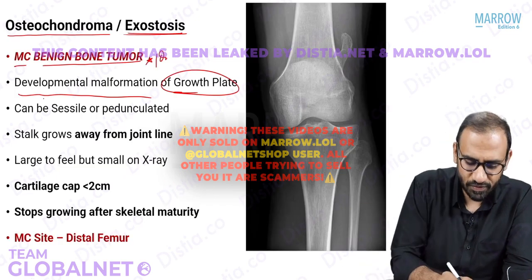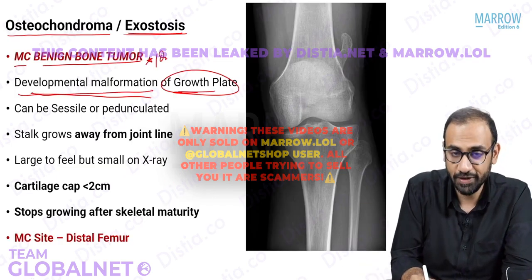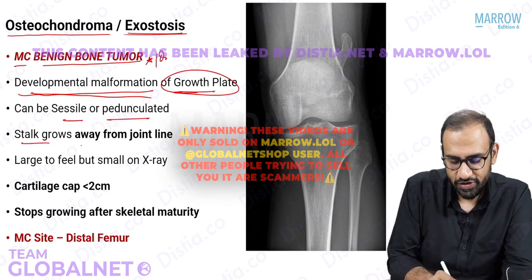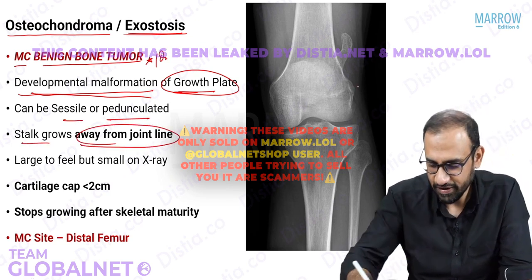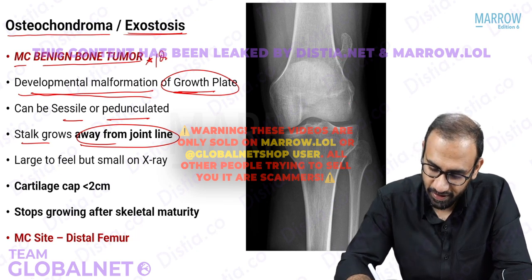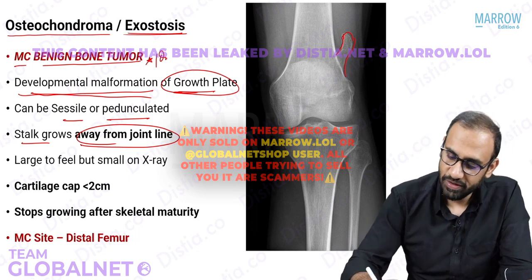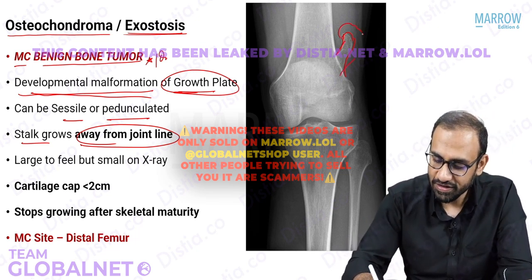So it's a developmental malformation of the growth plate. It can be both pedunculated or sessile. The stalk always grows away from the joint line like I described. So look at this lesion here. It's in the metaphysis and there is a lesion that is growing away from the joint. Okay. It has a bony pedicle and a cartilaginous cap.